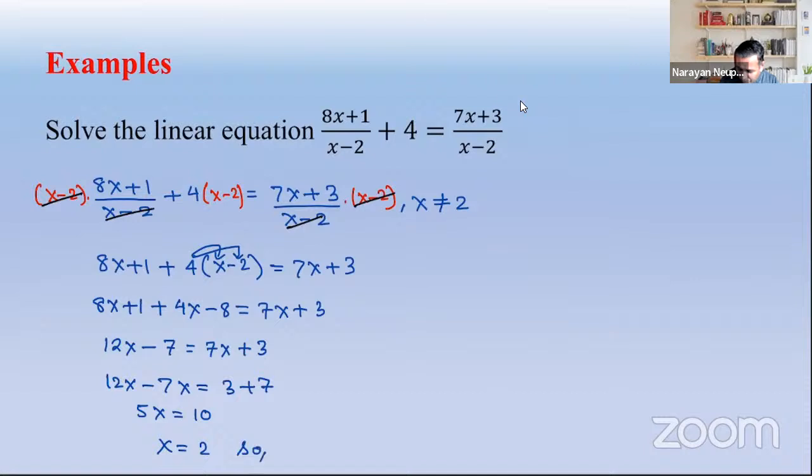So our answer will be, the given equation has no solution. Okay, the given equation has no solution. So that is the third and the last example.